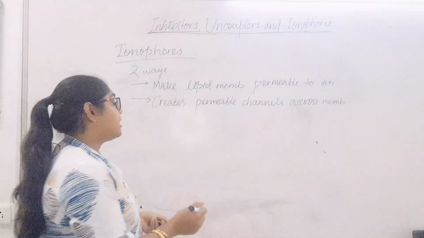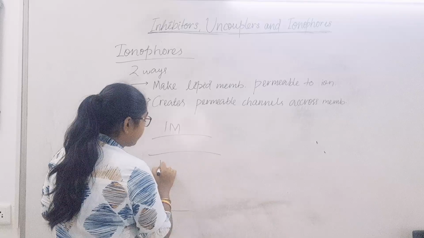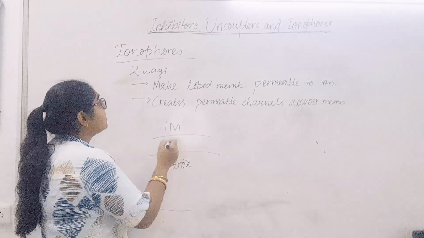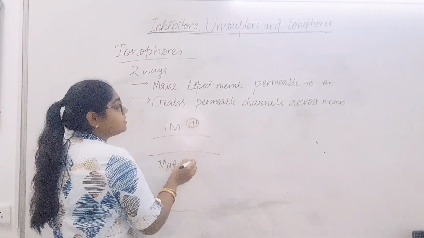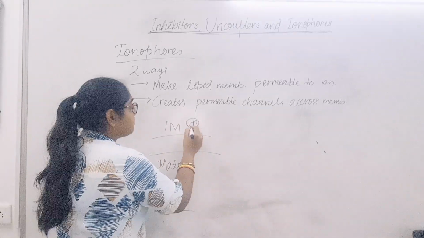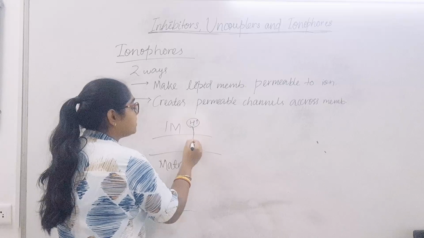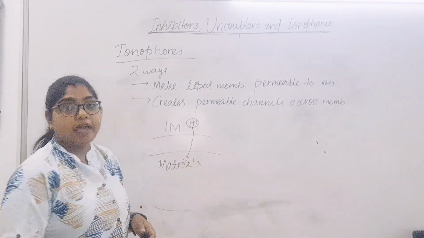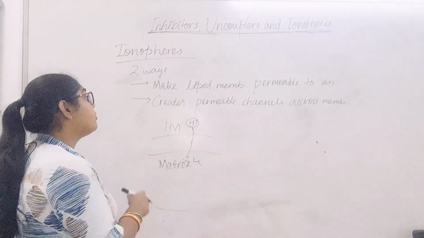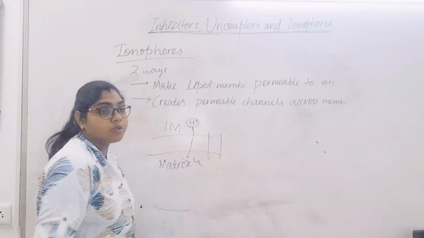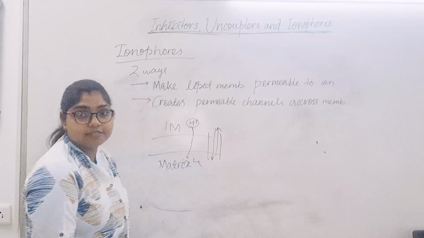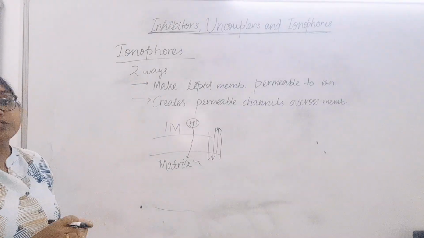So this is the intermembrane space and this is the matrix. How does it work as a mobile carrier? Here this ionophore will bind with the proton and other ions, and then it will cross the inner membrane. It will come inside to the matrix, and here it will release the ion that it is carrying with it. That way it is acting as a mobile carrier, and it also creates a permeable channel here for the movement or exchange of ions. In two ways these ionophores work.